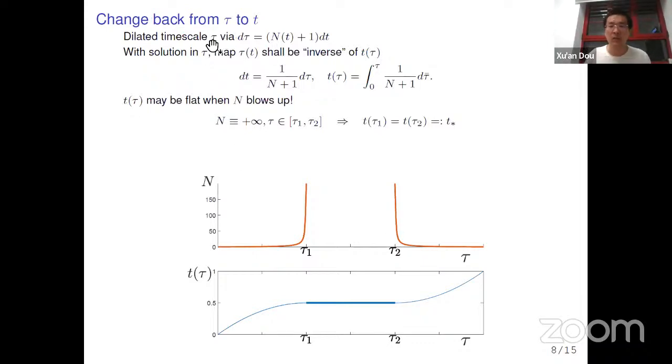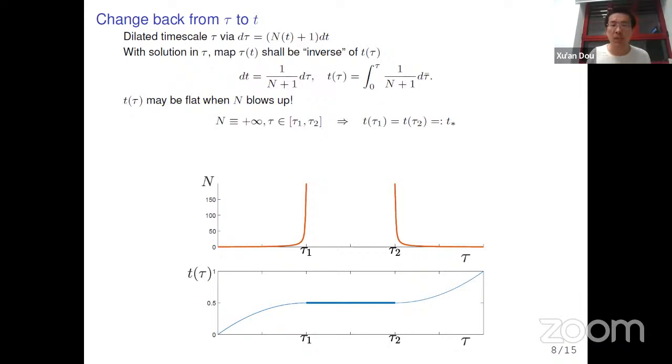We define the time scale tau with this change of variable from time scale t. But now we are in the time scale tau, and we want to change back to t. So we invert this formula, and we want to define the map tau of t. But what we can directly define is the map t of tau by this integral, and tau of t shall be an inverse of this t of tau.